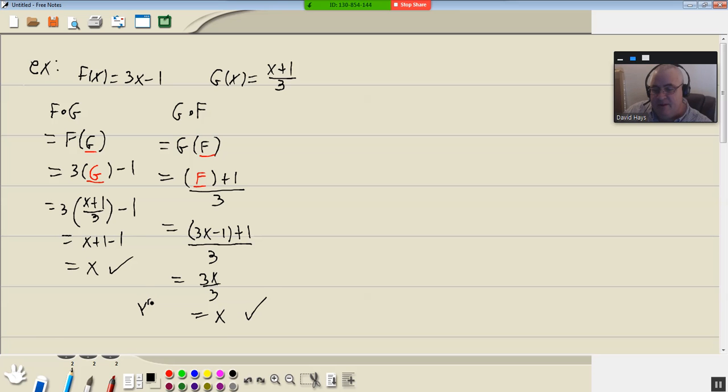Now since both of them give us x, the answer to the question, are these inverses of each other? The answer would be yes. Now, if one of them gives you something besides x, gives you x plus 3, for example, or gives you 7, but gives you anything except for x, then the answer would be no. They're not inverses of each other.